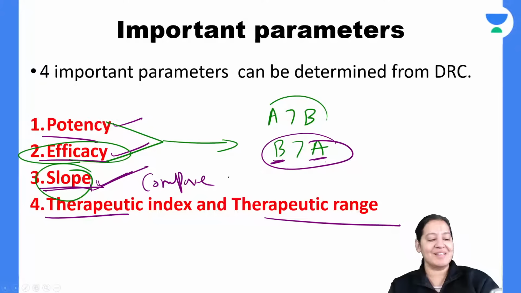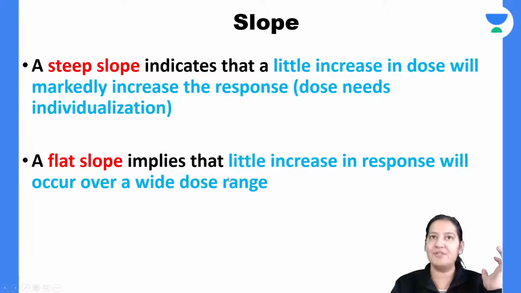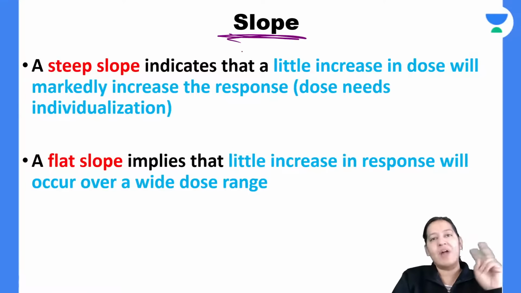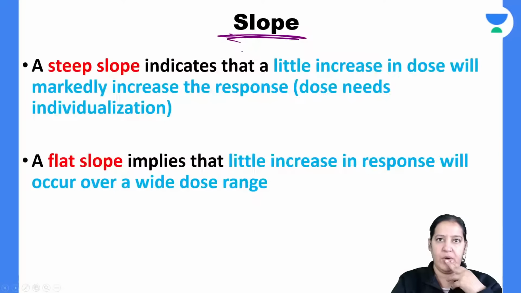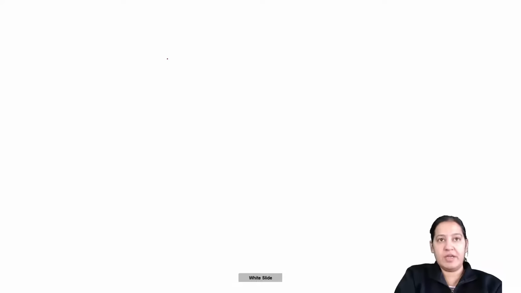So let me compare the slope of the two drugs. First you have to understand what you mean by slope. The drugs have two types of slope. I will draw it for you. I would like to draw a graph for you. So see here what I am drawing.